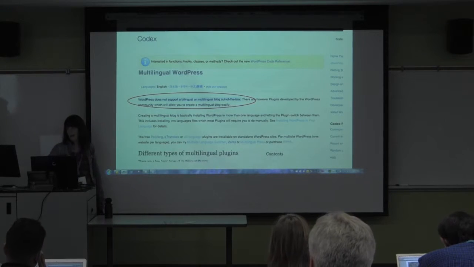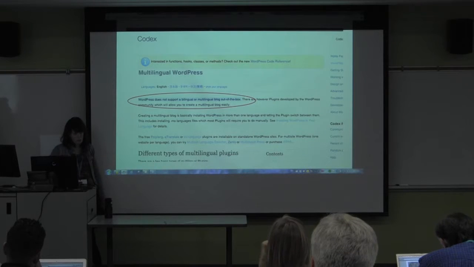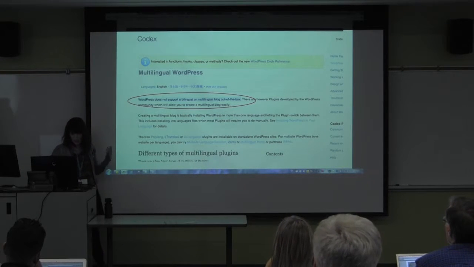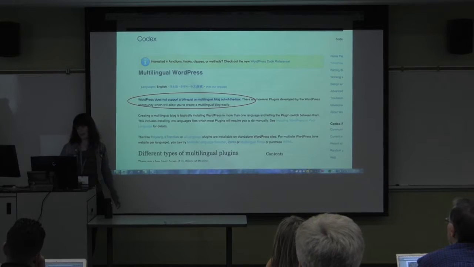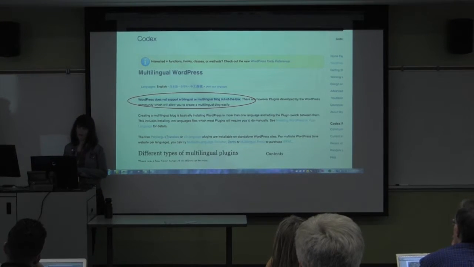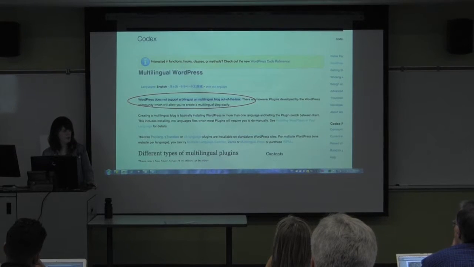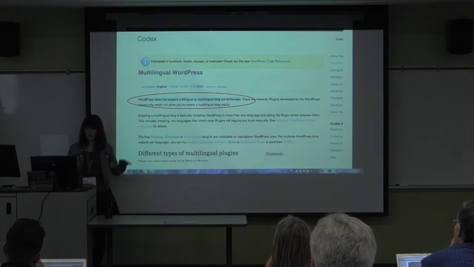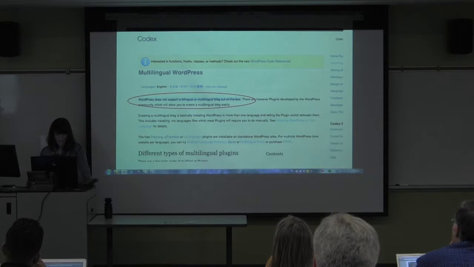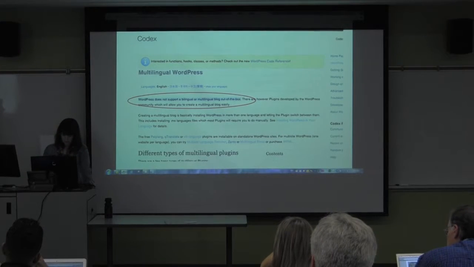Problem is, well, in WordPress, it's not that simple to make multilingual content. The first line of the codex makes it clear: WordPress does not support a bilingual or multilingual blog out of the box. So that's a problem. What do you do? We'll come back to that in a few minutes. So by the end of the talk, you should get the answer of what to do with WordPress. But before, let's talk about multilingual content in general.